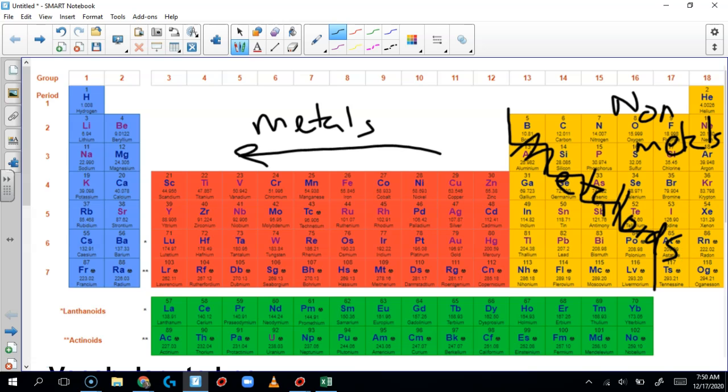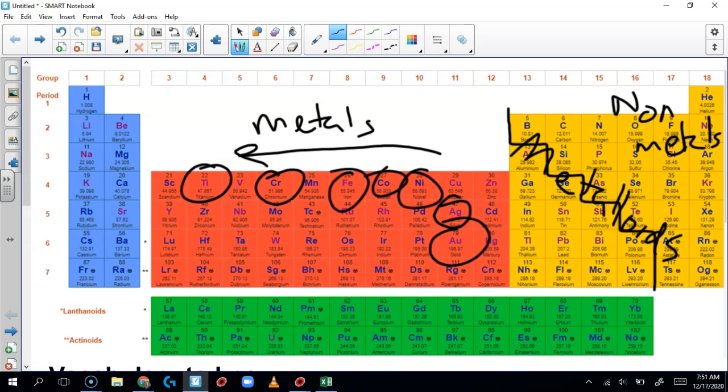Okay, so the description is like when you look at some of these elements that are to the left on the metal side, we think of silver, gold, iron, nickel, cobalt, chromium, titanium. We think of all these things that are traditionally metals. So it makes sense that the left-hand side of the periodic table underneath the stair step are metals.